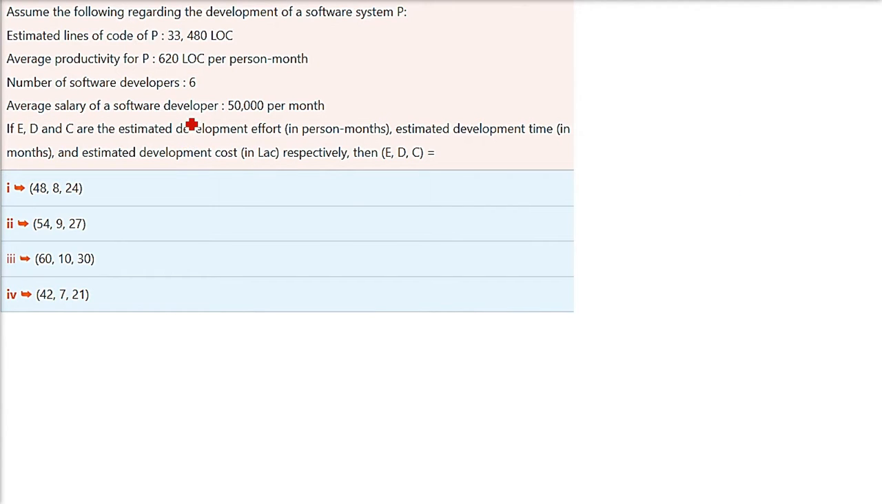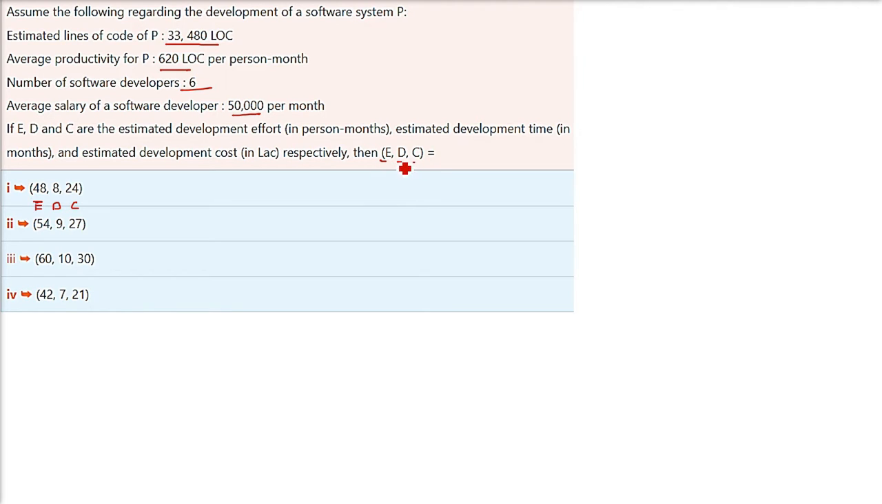Assume the following regarding the development of a software system P. The lines of code is 33,480. Average productivity of P is 620 lines of code per person month. Number of software developers is 6. Average salary of a software developer is 50,000 per month. If E, D, C are the estimated development effort, estimated development time, and estimated development cost. So E is effort, D is development time, C is cost in lakhs.